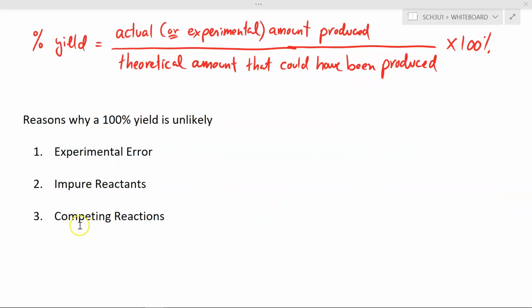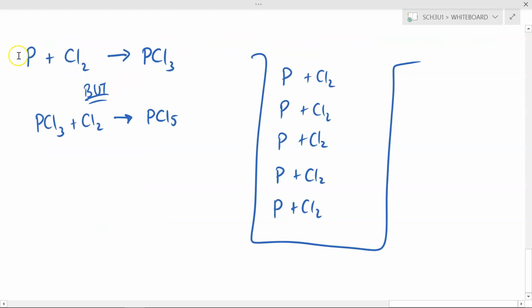Now the final reason is due to competing reactions. So let's take a look at this reaction over here. Phosphorus plus chlorine produces phosphorus trichloride. Now I know this reaction is not balanced, but let's just ignore that for a second. The problem with this reaction is that the product over here, phosphorus trichloride, can then react with the initial reactants, chlorine, to produce PCl5. We call this a side reaction or a competing reaction because it competes with what I originally wanted.